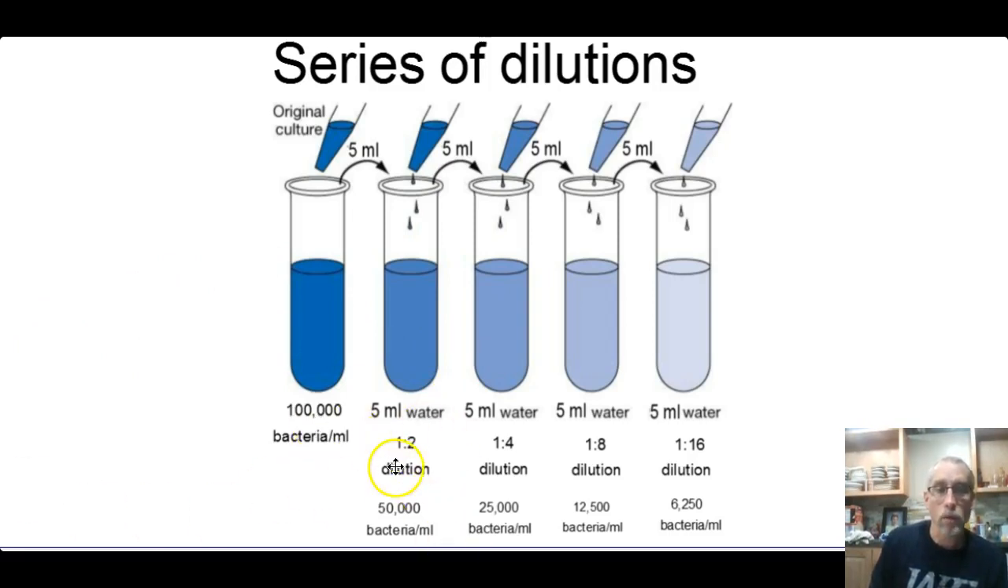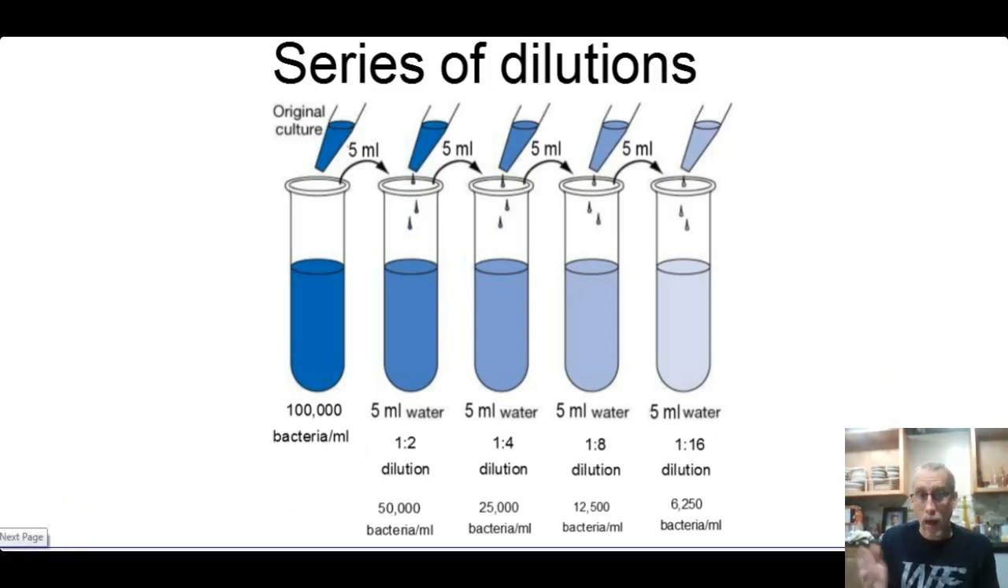So if we do that once, we get a 1 to 2. If we do it again, we get 1 to 4. If we do it a third time, we get 1 to 8. So now, again, we just look at the original. This particular sample started with 100,000. Now we've got 8 times less than that in each milliliter, so 12,500. And we could keep doing halves and halves and halves, and we just get a more and more dilute solution.